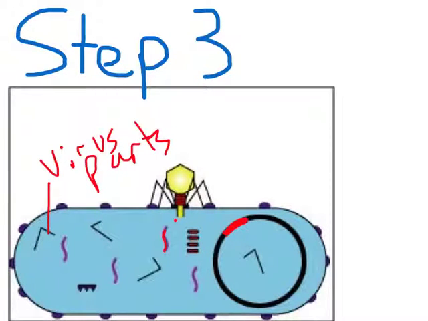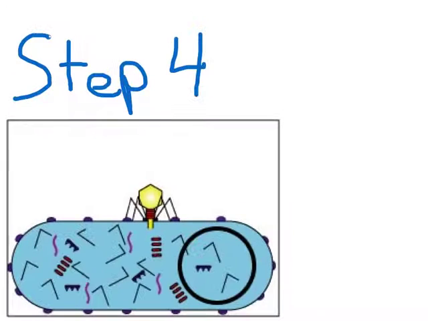Again, step 3, the viral DNA becomes part of the host cell DNA, and the host cell begins making virus parts. That's step 4. Step 3, sorry. Step 4 isn't really a step at all. It's just basically the cell continues to make more virus parts. That's it. The host cell continues to make virus parts.